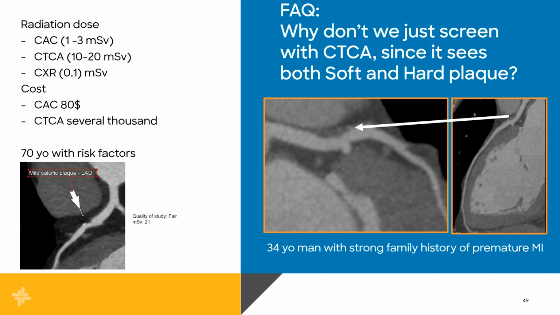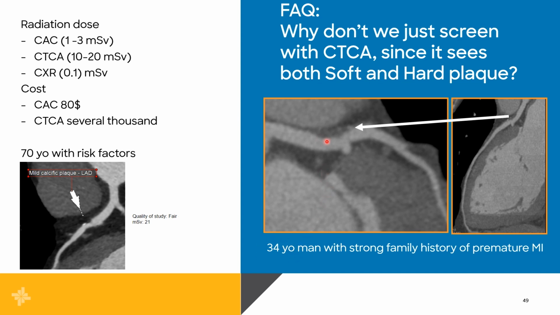So this is the other side of the question. Why don't we just screen with CT coronary, since it does see both soft and hard plaque? And this is the example that is not the rule, but there's always these outliers. This is a very young man that came in with strong family history of premature heart attack. Everybody in the family died of a heart attack before age 40. And his calcium score at age 34 would probably be 0 no matter what. And I can tell you it is, because he's got plaque, but it has not had time to harden.